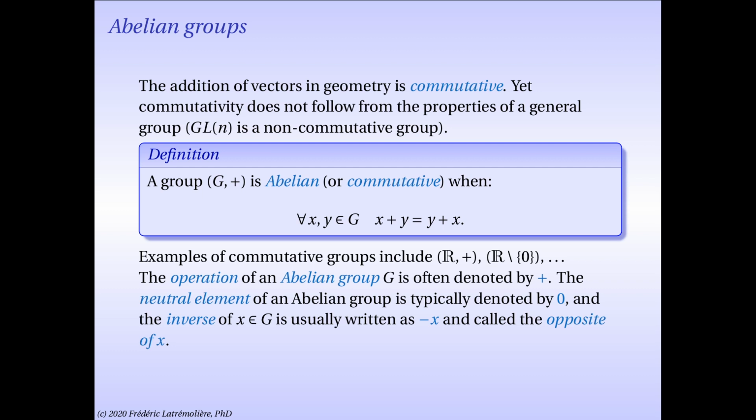Now, here there are a couple of conventions that we will use throughout our lectures. Typically, though not always, the operation on an abelian group is denoted by plus, the neutral element of such an abelian group is denoted by 0, and the inverse of an arbitrary element of the group is actually called the opposite and denoted by minus x. There will be exceptions to this rule, but by default, these are the notations we use for abelian groups.